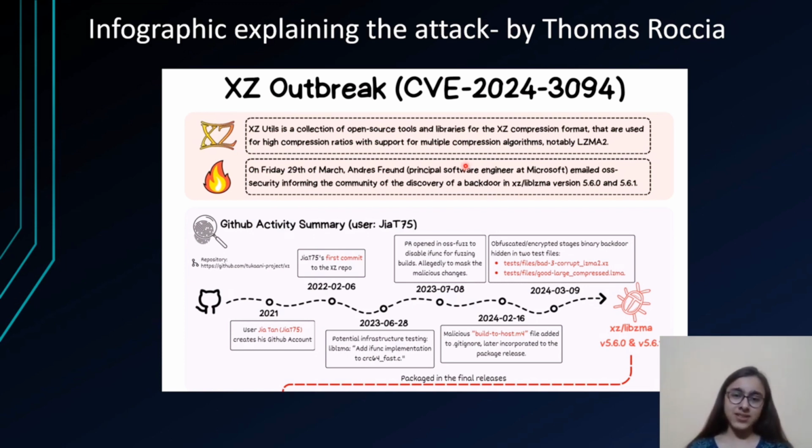XZ Utils is a collection of open source tools and libraries for the XZ compression format, and this backdoor was discovered on the 29th of March by Andres Freund, principal software engineer at Microsoft. It was inserted by the GitHub user JiaT75, who goes by the name Jia Tan. Their account was created in 2021, and the first commit to the XZ repo was made on 22 February, and then there were many other commits to the library which allowed the backdoor to be inserted.